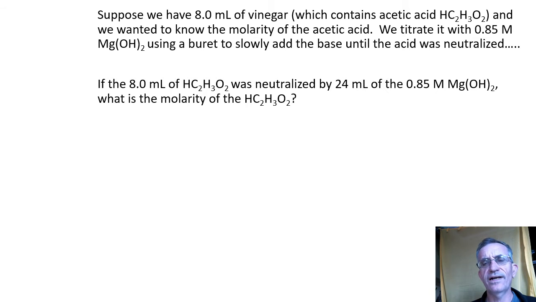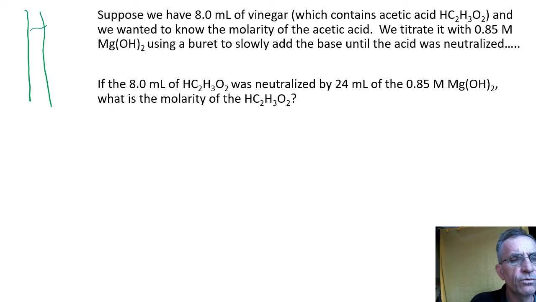So we titrate it with 0.85 molar magnesium hydroxide using a burette to slowly add the base until the acid was neutralized. So what is that trying to tell me? So that sentence is telling me, kind of like I talked about a minute ago, you get this long cylinder. It's called a burette. We're putting the magnesium hydroxide in it.